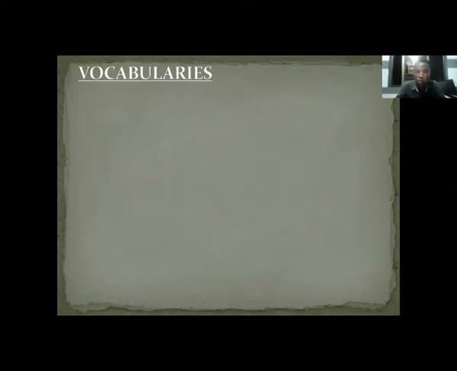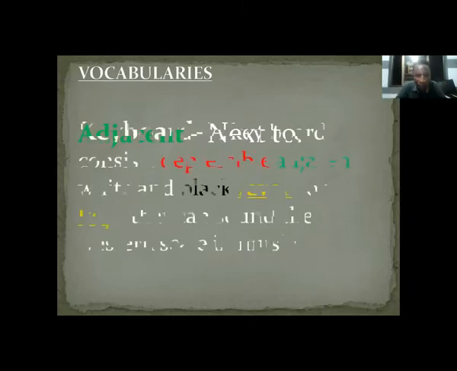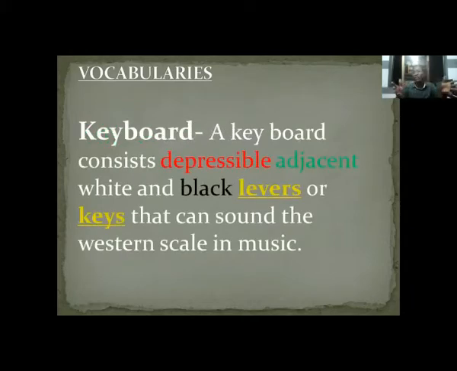Now, the second word we'll be hearing is adjacent. Adjacent, we do hear, for example: the house is adjacent to this. It means the house is next to. So the word adjacent simply means next to. Now let's move on, back to the keyboard itself. The keyboard consists of depressible, adjacent, white and black levers or keys that can sound the Western scale in music.